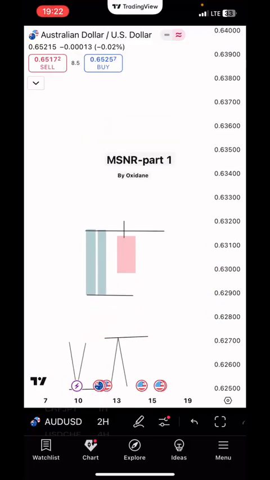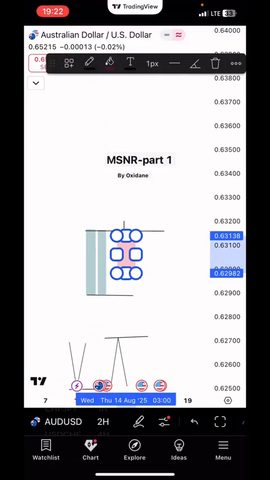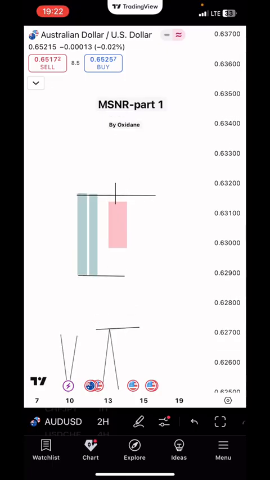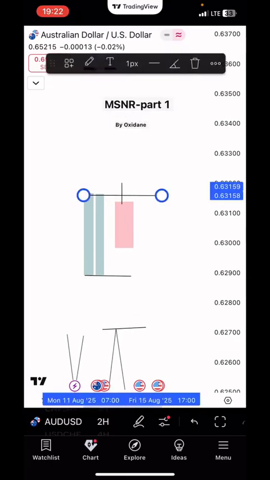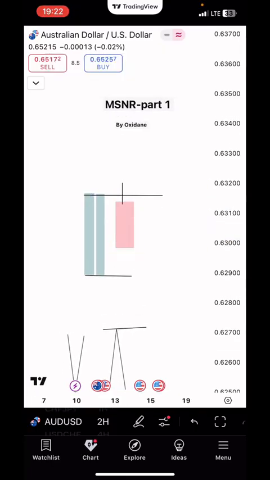Something like this. So after it has closed below like this, if this is from the daily time frame, you can then move to the 4-hour time frame to look for a break of structure to the downside if you are selling. Understand? If you are planning to sell. So that's the essence of this A shape and V shape.